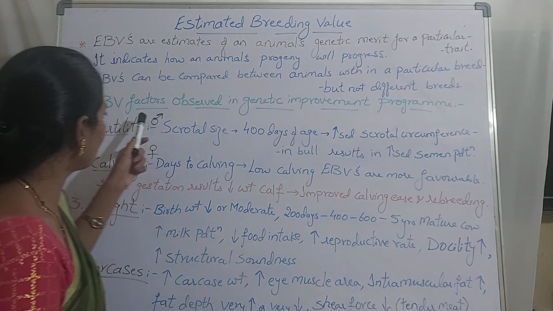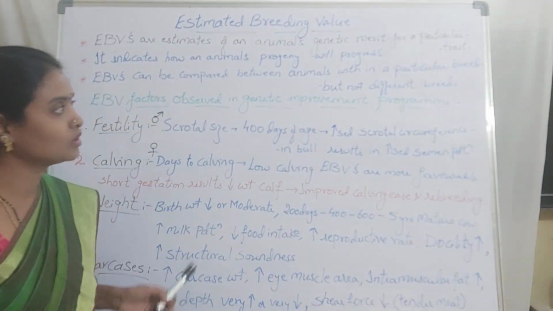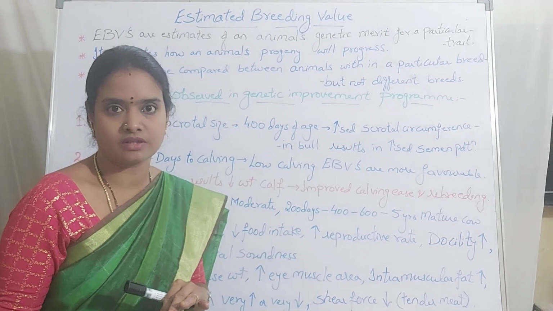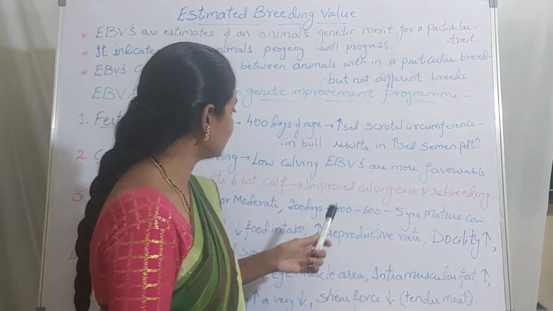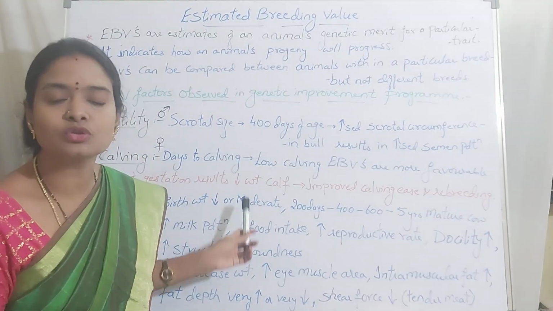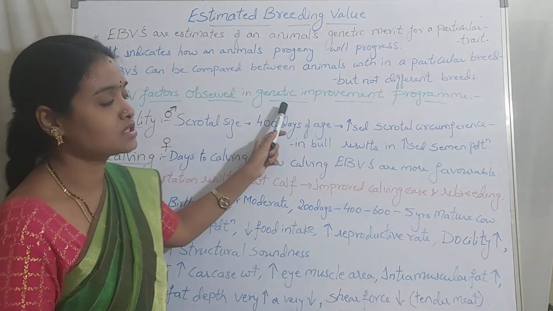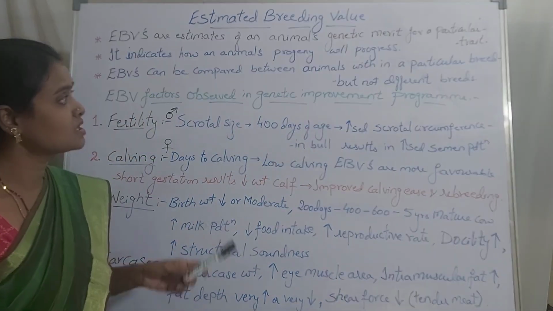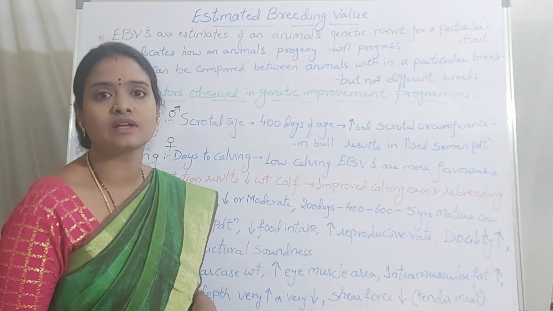So based on all these EBV factors, you are going to give the merit to that particular breed. You are going to compare only within that specific breed, not between one breed and another. You are going to compare only animals belonging to the same breed. So you are going to give ranking to the animals based on these EBV factors, and then you are going to genetically improve the livestock. Is that clear? So EBV is one of the development programs in livestock development.